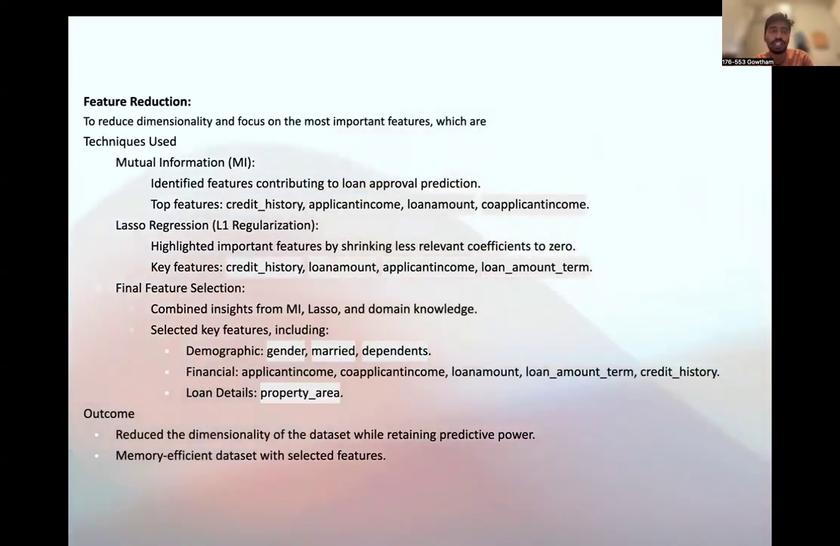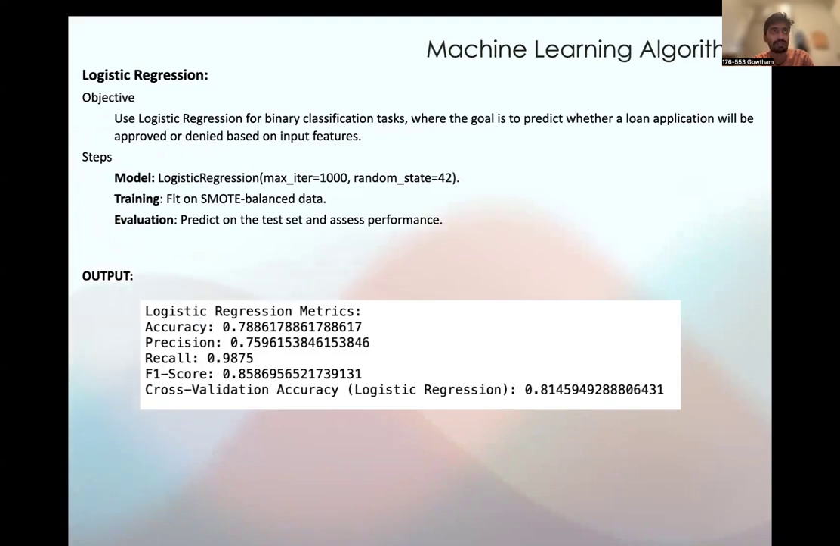When it comes to feature reduction, it is divided into three formats: mutual information, Lasso regression, and final feature selection. Mutual information identifies each feature's contribution to the loan approval. Lasso highlights important features by shrinking less relevant ones. The final feature selection combines both MI and Lasso.